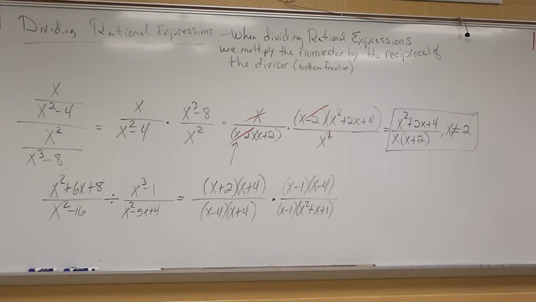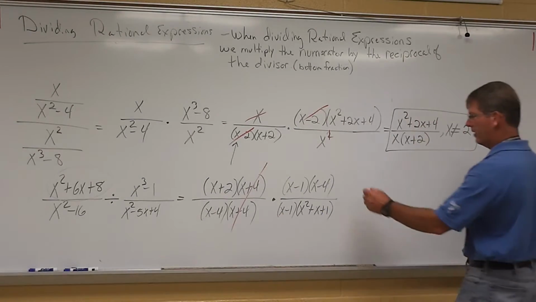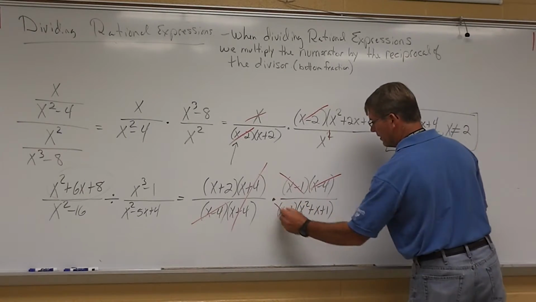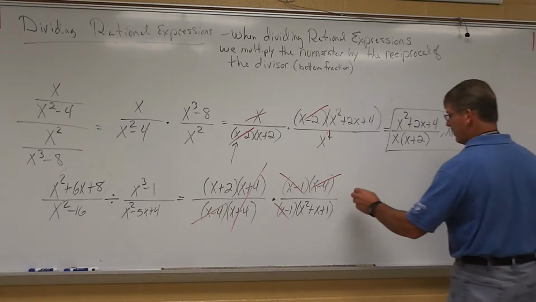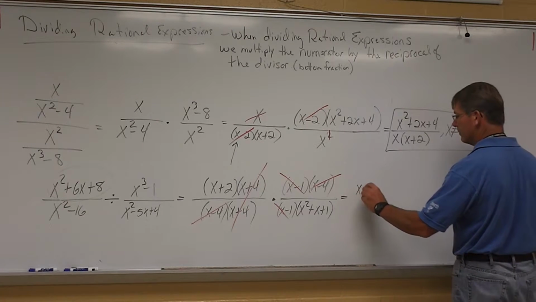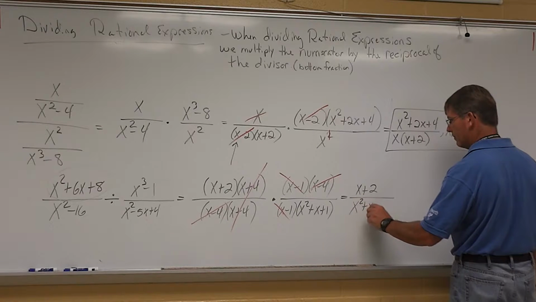All right, we got all this stuff, and Mr. JT, what's going to divide out? The x plus 4s are gone, and then the x minus 4s are gone, and the x minus 1s are gone. That it? Yeah. All right. And now, just what's left over. All right, Anthony, tell me what you write. x plus 2 over x squared plus x plus 1.